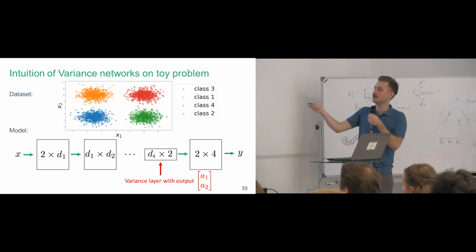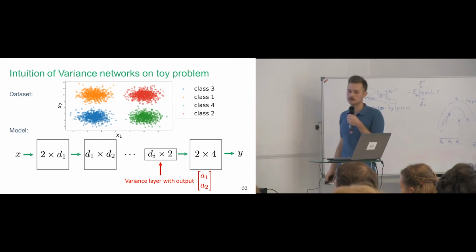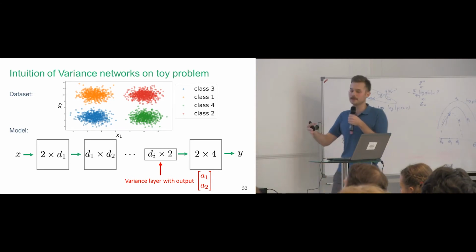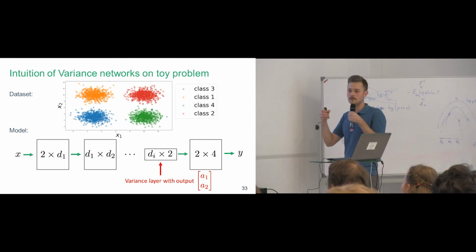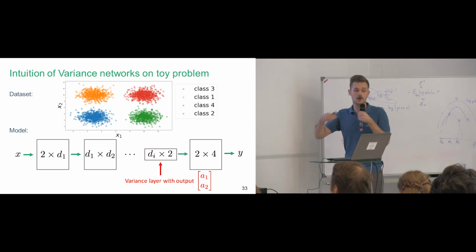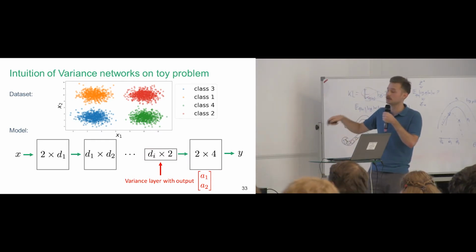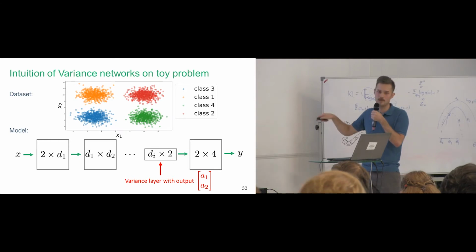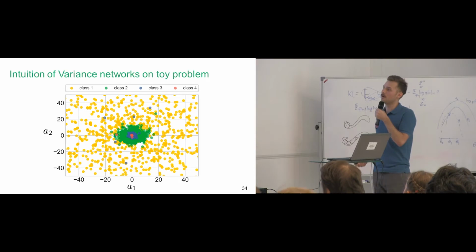Let this layer be the variance layer with outputs A1 and A2. After training this network, we can build the same plot for every object. We can build a scatter plot in terms of A1, A2, and that's how it looks.